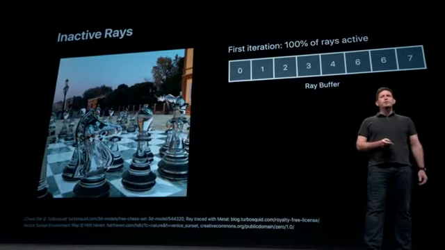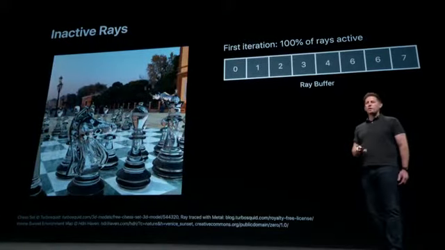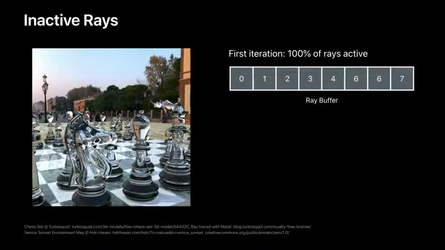So how quickly do rays become inactive? Well, depending on the kind of scene, it can be quite rapid. For example, this scene has an open world, and a lot of the rays will exit quickly by hitting the environment map. On the right, we're showing a simplified representation of a fully active ray buffer as it would exist for the first iteration of our pipeline. This is the step where we cast rays from the camera towards the scene.